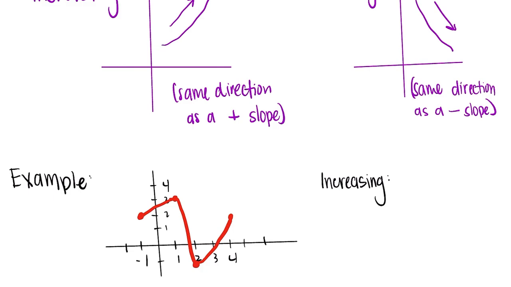So I say, well, where is it increasing? We're going to look at the x values where the graph goes up. How many different places on this graph is it going up? There's 2 places. So we're always going to list your x values. What x value does it start going up at the first time? So it starts going up at -1.